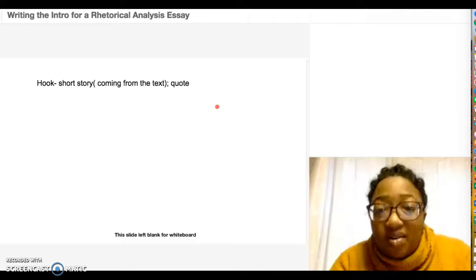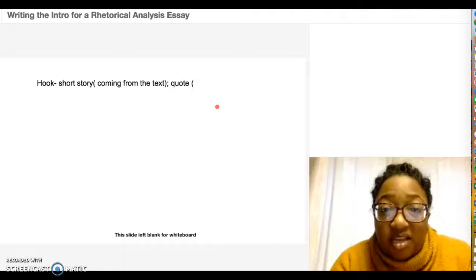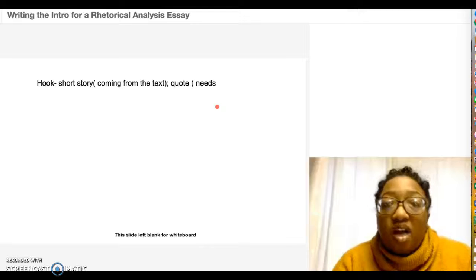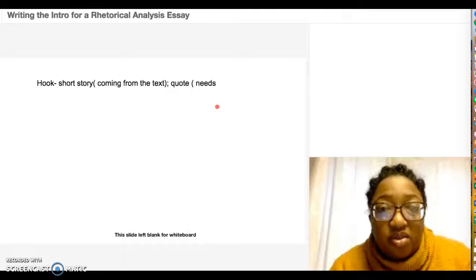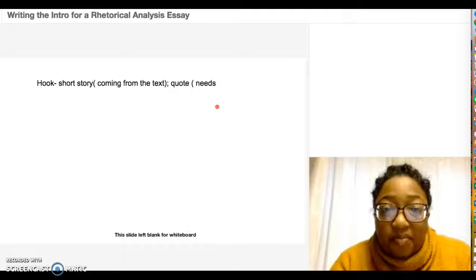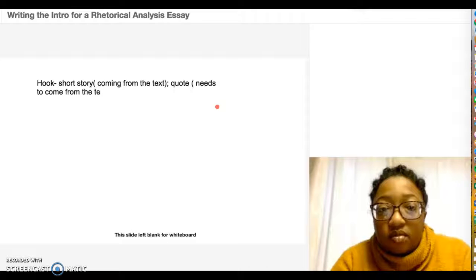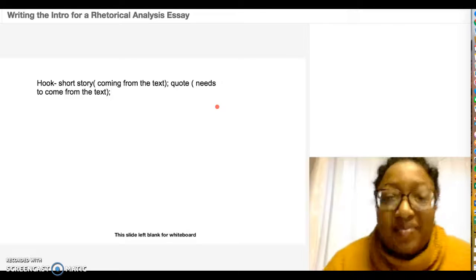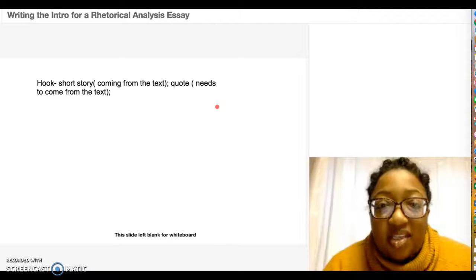Now, if it is a quote, again, this is something that needs to come from the text. But what you want to try to do is draw and connect the reader to the information that you're putting forward in your actual paper. As you can tell, I cannot type and talk, so sorry if there's a little pause in between when I start to give an example.